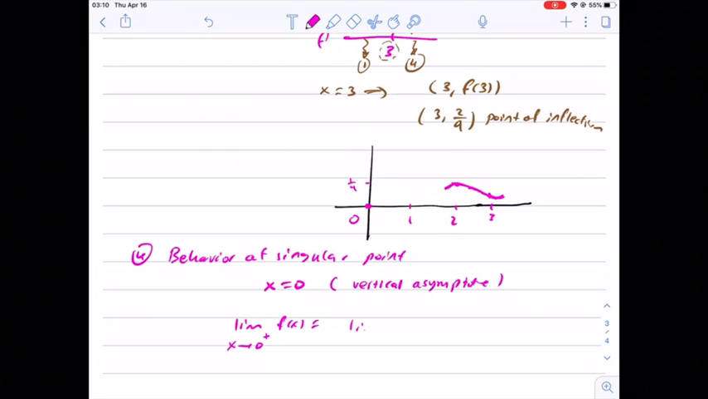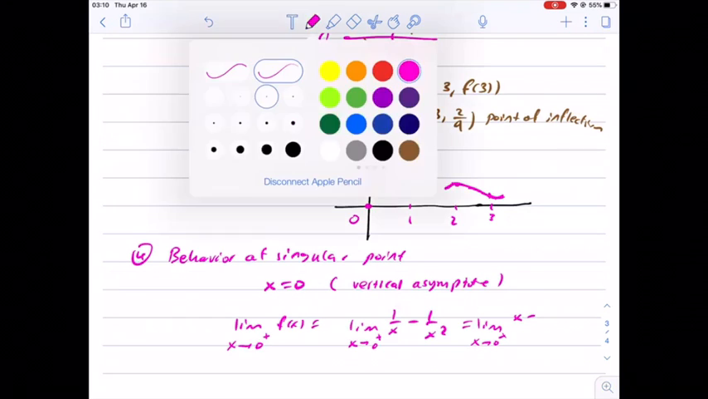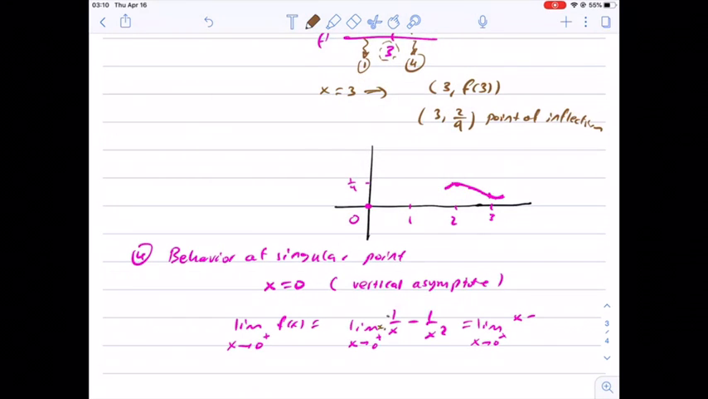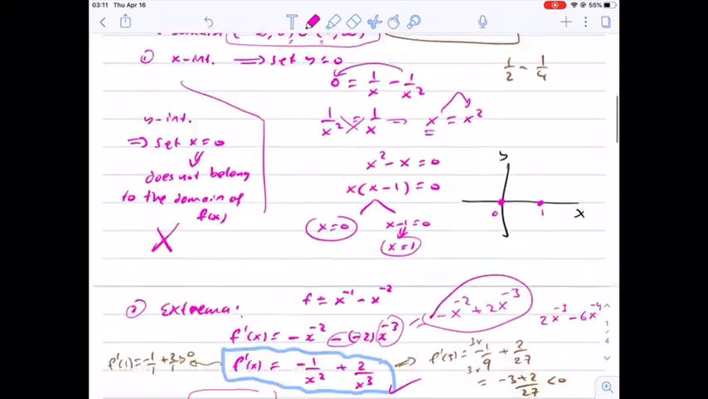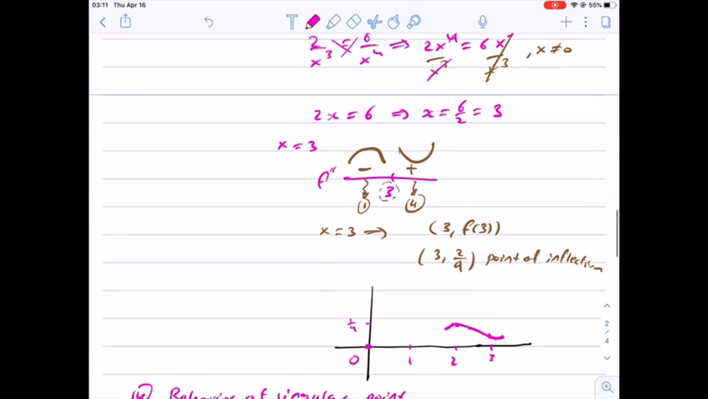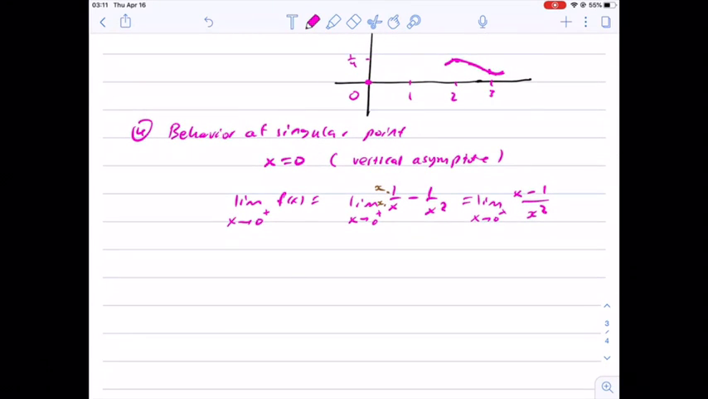So we take the limit as x goes to 0 from the right of the function, and this is the limit of 1 over x minus 1 over x squared, as x goes to 0 from the right. We get a common denominator. By multiplying this by x, this becomes x minus 1 over x squared. The original function was 1 over x minus 1 over x squared.